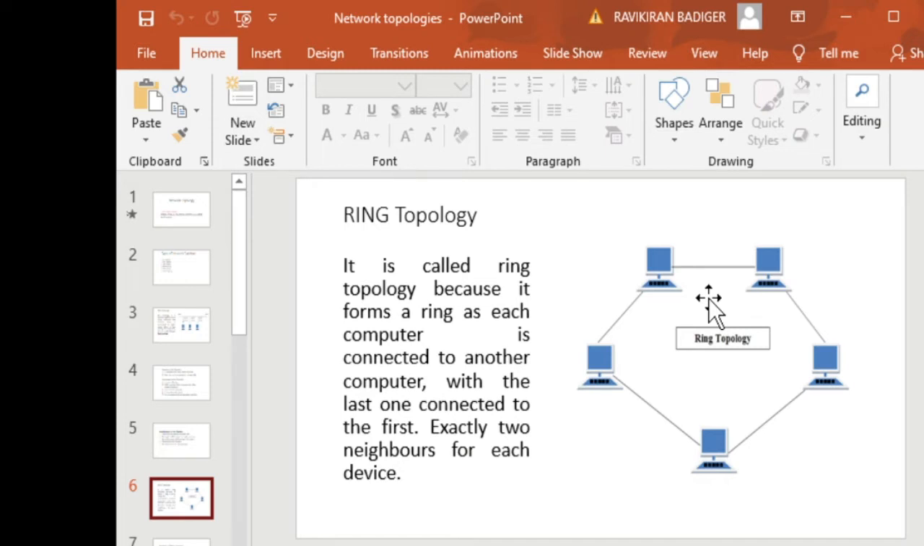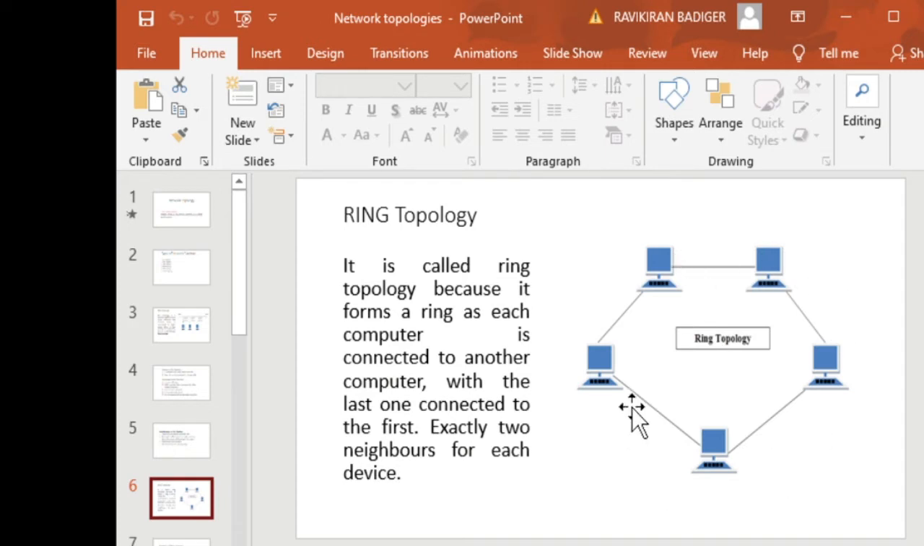The number of computers can be added or deleted very easily. If the number of computers is extended, then they will install repeaters. They will use the repeaters to connect to the node. The repeaters carry the signals without losing the data.